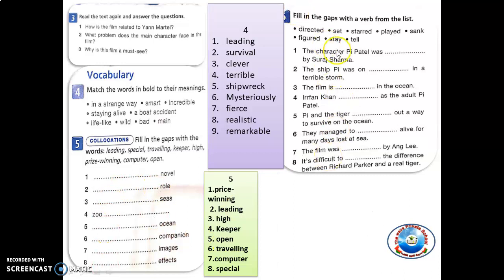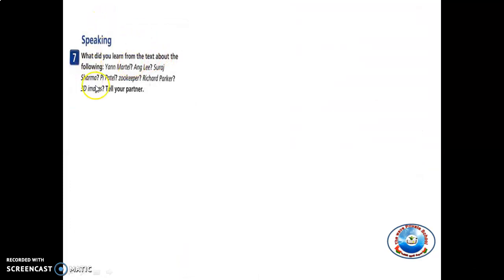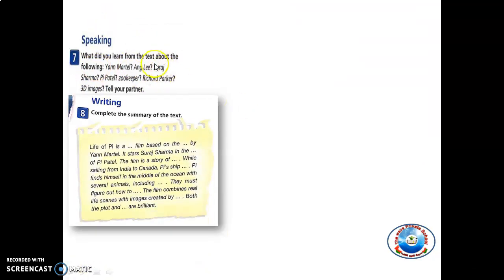And then in number 6, this is activity 6, fill in the gaps with a verb from the list. So these are the action words, and I have also given the answers there. The character Pi Patel was played by Suraj Sharma, and then the rest of the answers. Here in number 7, what did you learn from the text? So both of these, including activity 8 in writing, do them in the notebook, please. Complete the summary of the text.